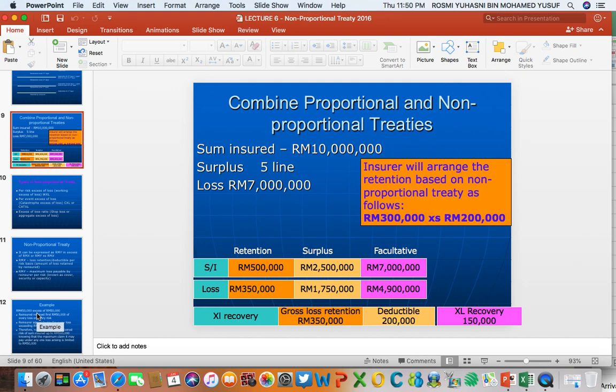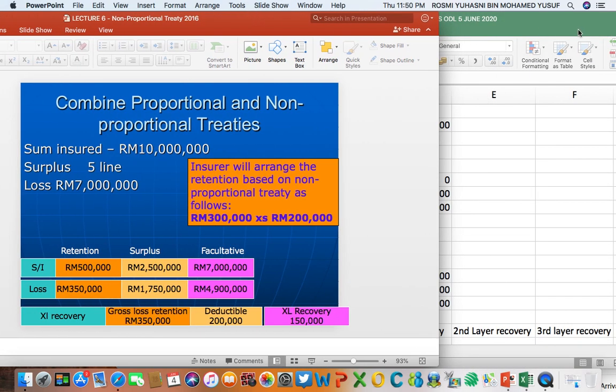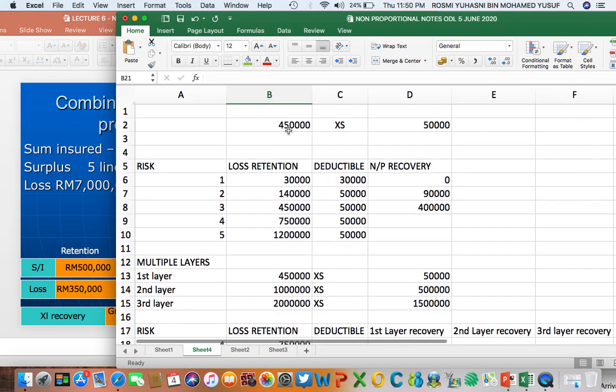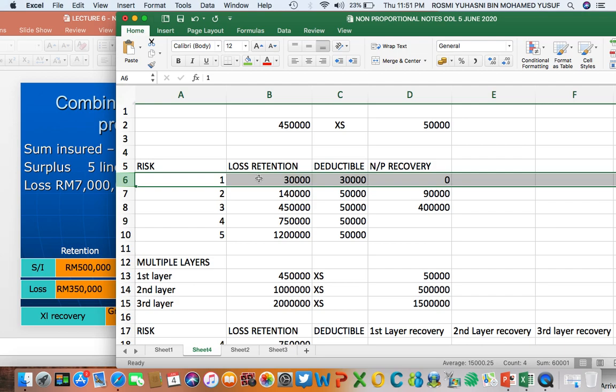Okay, so let's look at other examples that I have here. Let's say there is a non-proportional cover of 450,000 in excess of 50,000. So you know that this 50,000 is the deductible and this 450,000 is the maximum cover. Let's say we have 5 risks, each with their loss retention. For risk number 1, the incurred loss is 30,000 ringgit.